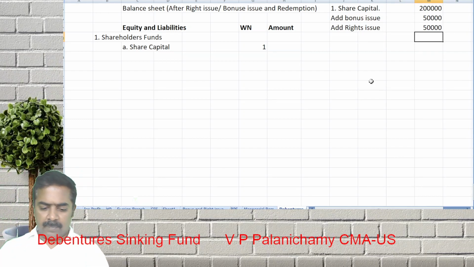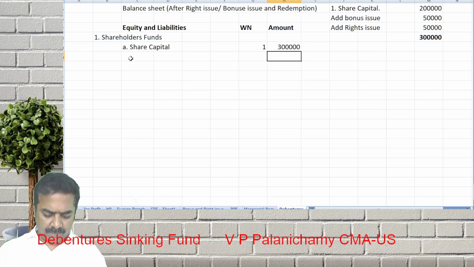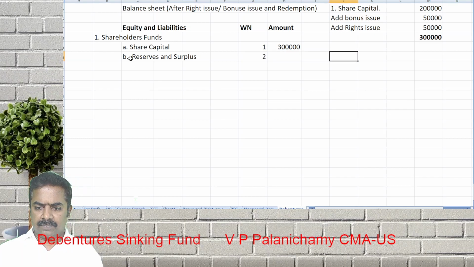Only face value will come in the balance sheet. So 3 lakhs. No working should be done inside the balance sheet. It must be shown separately. 3 lakhs. Share capital 3 lakhs. B, reserves and surplus. Let us do the working note.